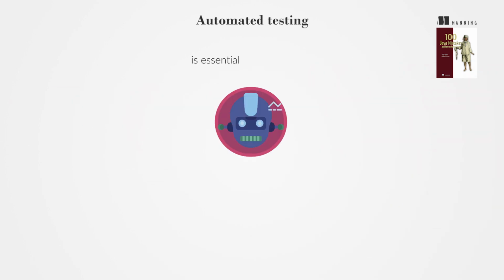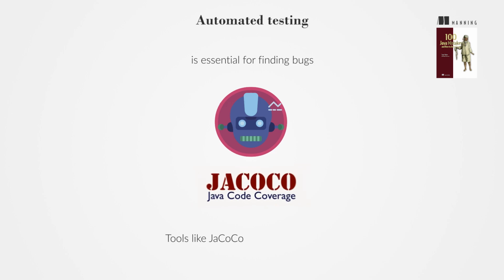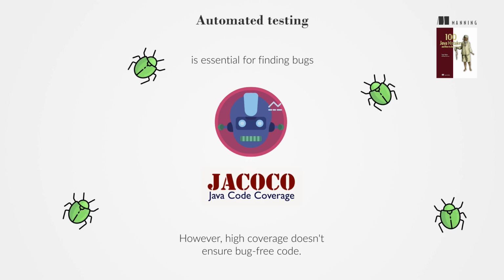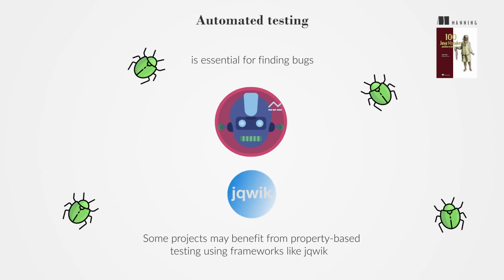Automated testing is essential for finding bugs. Tools like Jacoco help with measuring test quality through code coverage. However, high coverage doesn't ensure bug-free code, and tests can have bugs themselves, highlighting the limitations of automated testing. Some projects may benefit from property-based testing using frameworks like JQuick.